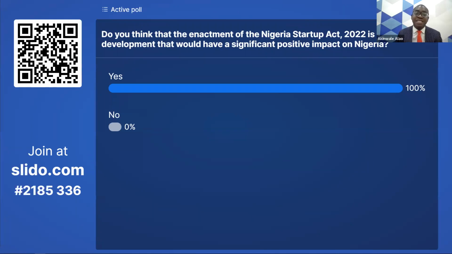The first question we are asking is, do you think the enactment of the Nigeria Startup Act 2022 is a good development that would have a significant positive impact on Nigeria? So far, the response is a definite yes, 100%. Everybody is a believer. Everybody is optimistic about the potential of this piece of legislation. So let's see if there will be other views. Okay, some concern being expressed.